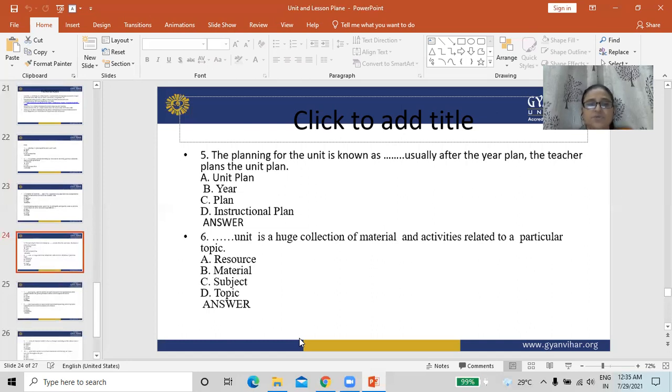Next MCQ: a unit is a huge collection of materials and activities related to a particular topic. Option A, resources. Option B, material.